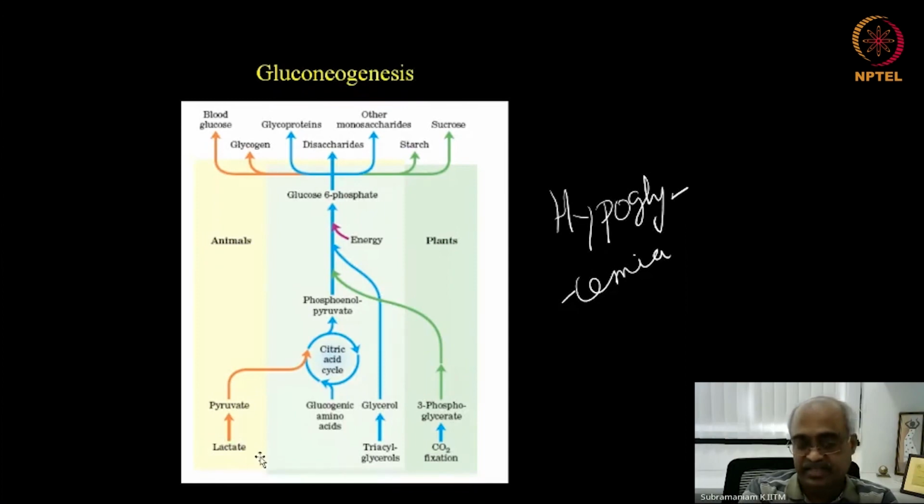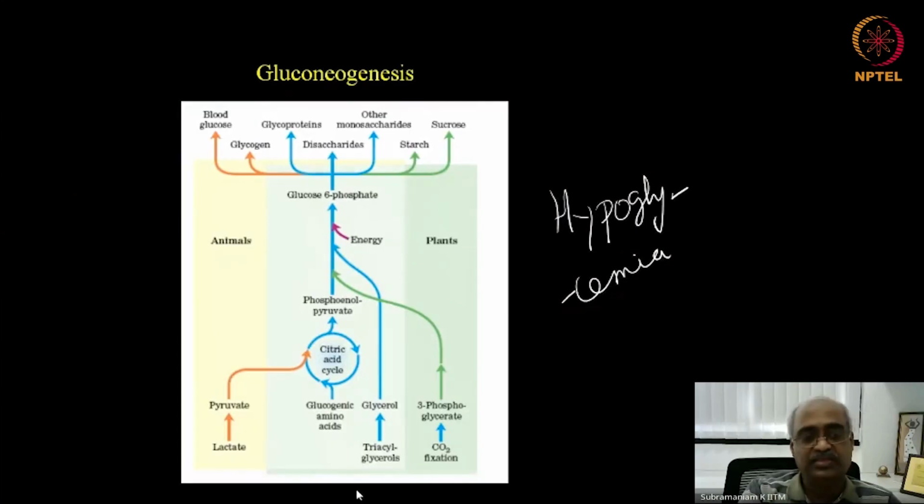So lactate is one source. Lactate produced in the muscle comes to the liver, and the liver converts lactate to pyruvate by the reversal of the lactate dehydrogenase step that we saw already. And this pyruvate can get into the citric acid cycle and then go back to glucose. The pyruvate and citric acid connection I will tell you in the next class. So this is one route.